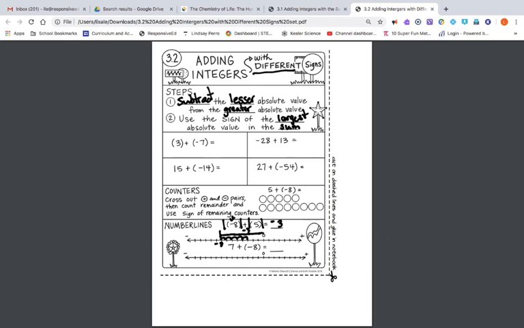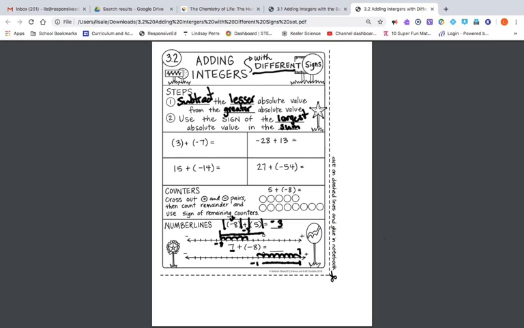Okay. Next one. I'm starting at 0, and the first number tells me to go to 7. So 1, 2, 3, 4, 5, 6, 7. So I'm right here at 7. Now this one says I'm going to add, but I'm going to add a -8. So that means I'm going back 8 units. So here's my 7 going 1, 2, 3, 4, 5, 6, 7, 8. And that takes me back to a -1.